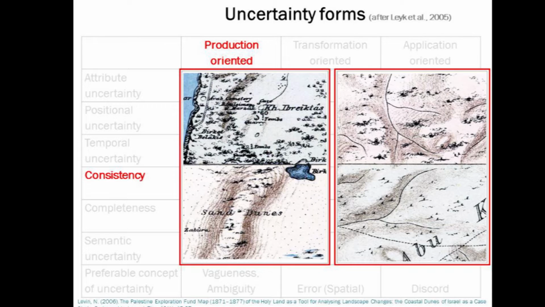In the northern sheet, we can see a symbol of an open forest. And in reality, we have here ancient dunes covered by scattered trees. In one map, it is shown using this symbol, another map using another symbol. On the right hand, we have another example, the border between two sheets in the PEF map.